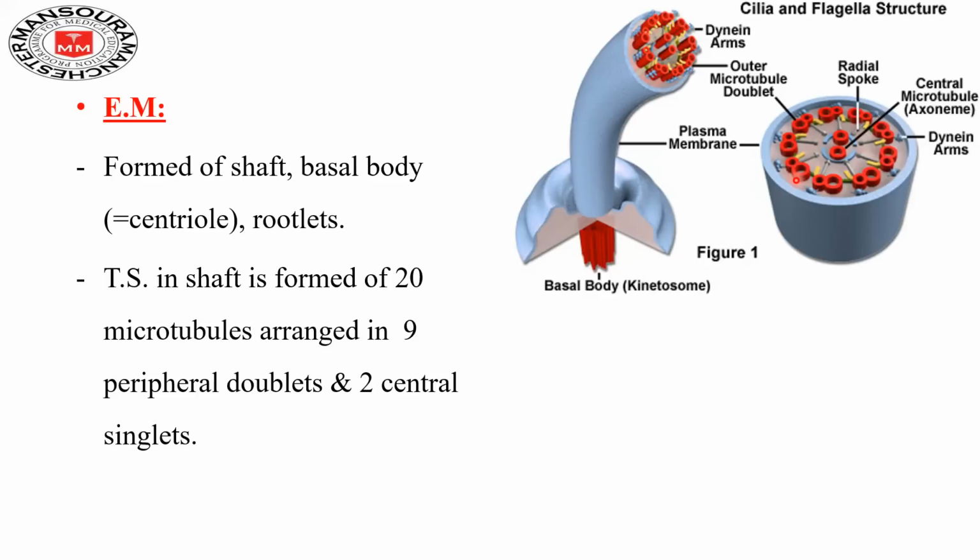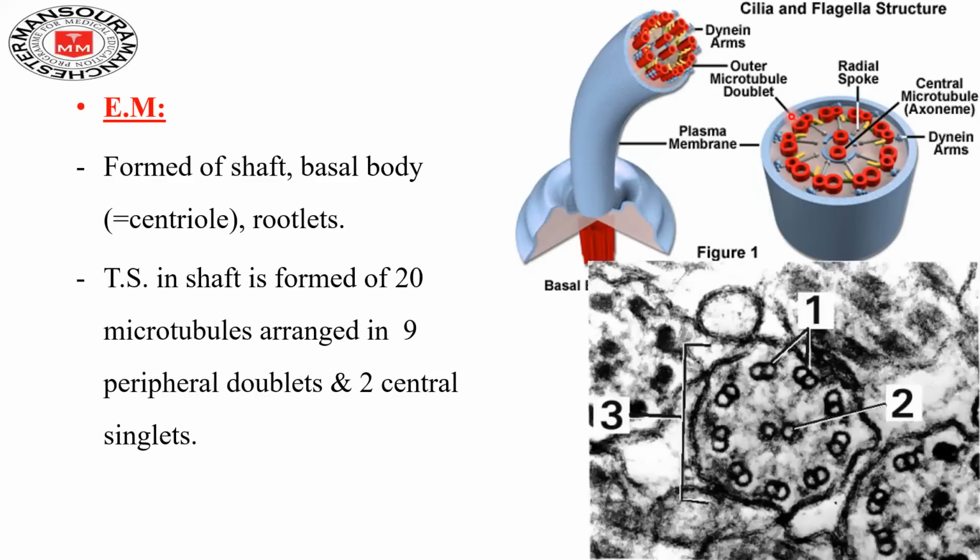This is the wall of the shaft of cilium compared with the wall of centriole. In the basal body, it is a typical centriole: 27 microtubules in 9 triplets. But in the shaft, it is different. They are 20, arranged in 9 doublets and 2 singlets. Here is the electron micrograph, and we can see the 9 peripheral doublets and 2 central singlets in the center of the shaft of cilium.